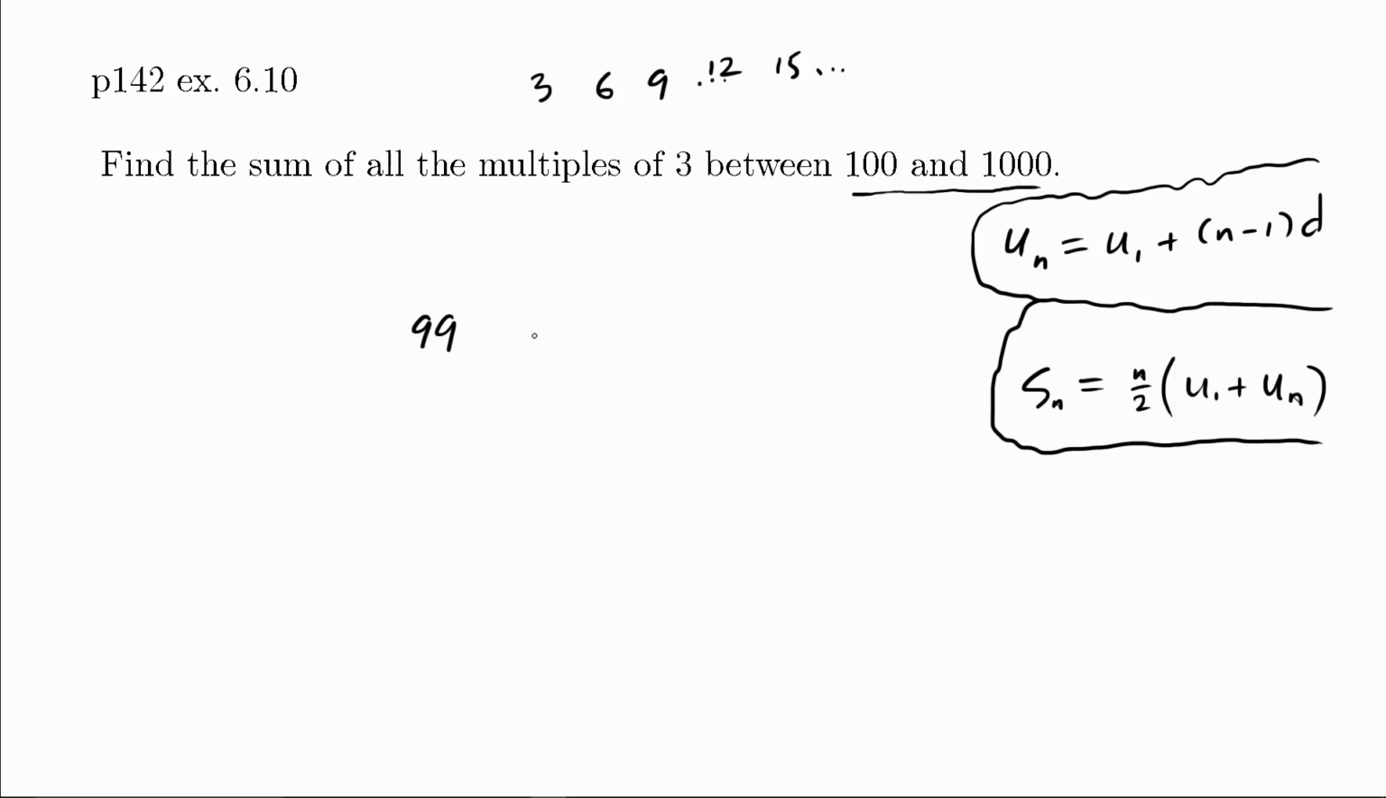What's 99 plus 3? We have 102. So this is our first number in the list that qualifies. Let's erase this one here. What's the next number? We know that we're going to keep on adding 3, so it's going to be 105, 108, etc., all the way to whatever is before 1,000.